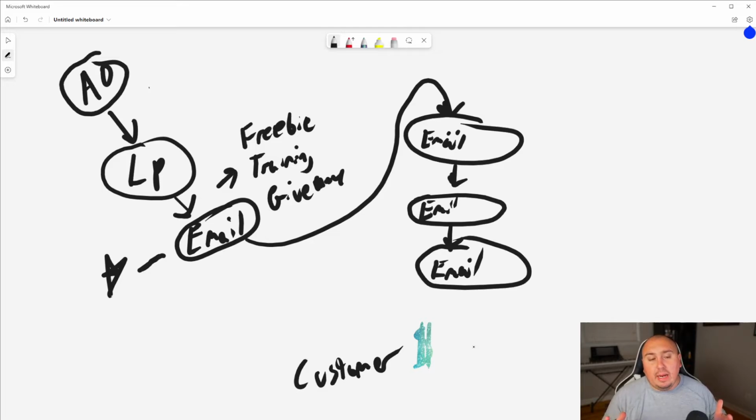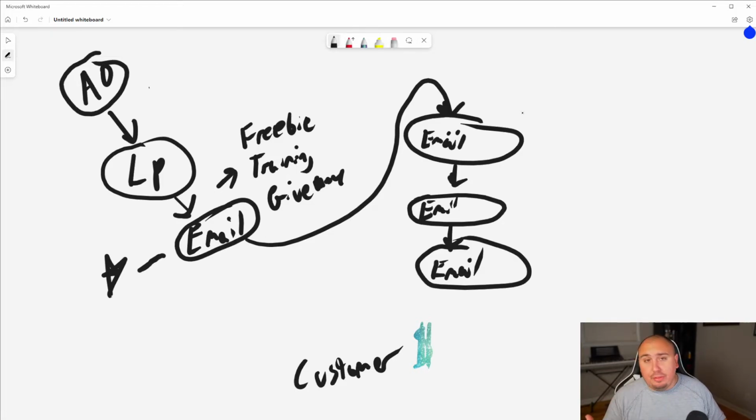If they do not buy at the end of these emails, it's not bad. You just have to keep sending them a weekly email, updating them on what's going on. But what do you actually put in these emails? Two of these three should be value emails.